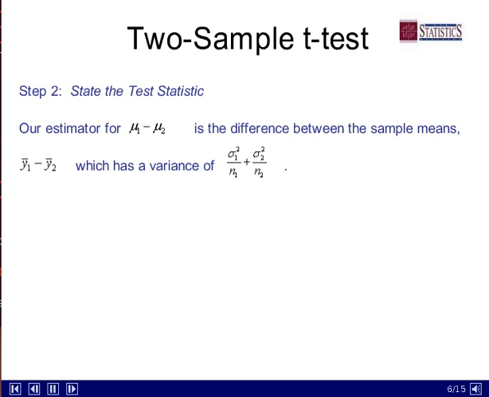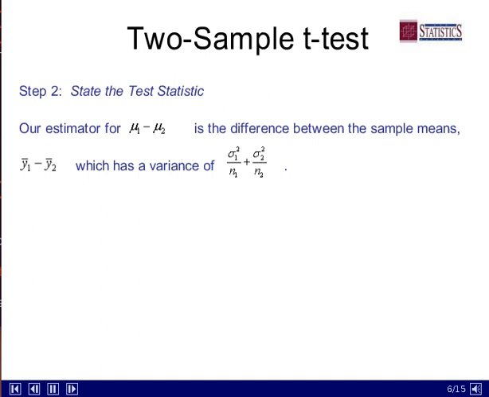So we need an estimator for the true mean difference. The true mean difference is mu1 minus mu2. We need an estimator for that. The natural estimator, I believe, would be the difference in the sample means, subtracted in the same order as the quantity we're interested in. So y bar 1 minus y bar 2 would be our estimator for mu1 minus mu2.